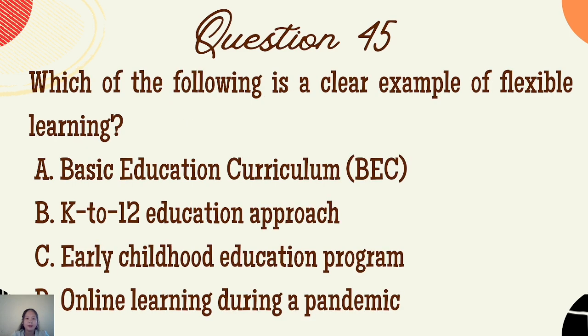Now, question number 45. Which of the following is a clear example of flexible learning? The correct answer is letter D, online learning during a pandemic. Flexible learning provides adaptable learning methods based on student circumstances, such as during remote or online learning.